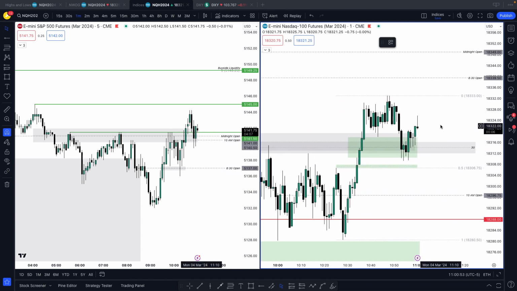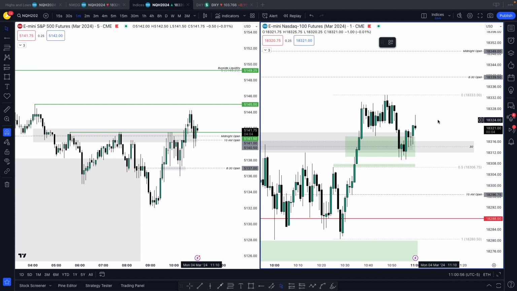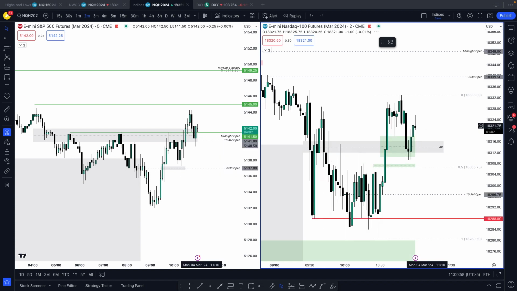I'm going to let this develop a little bit further. So at the moment, still just trading in this SIBI right here. And I'd like to see if price can draw back down toward a discount.